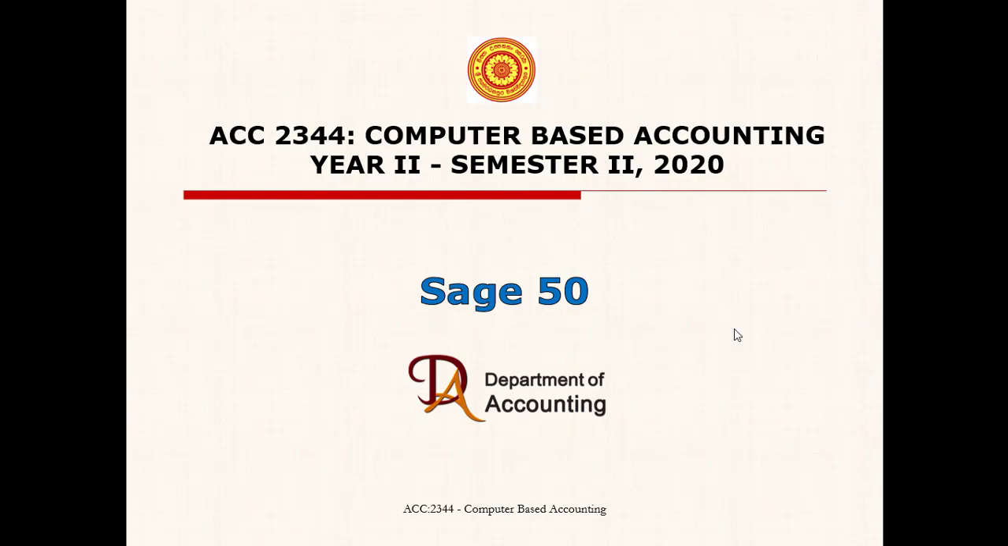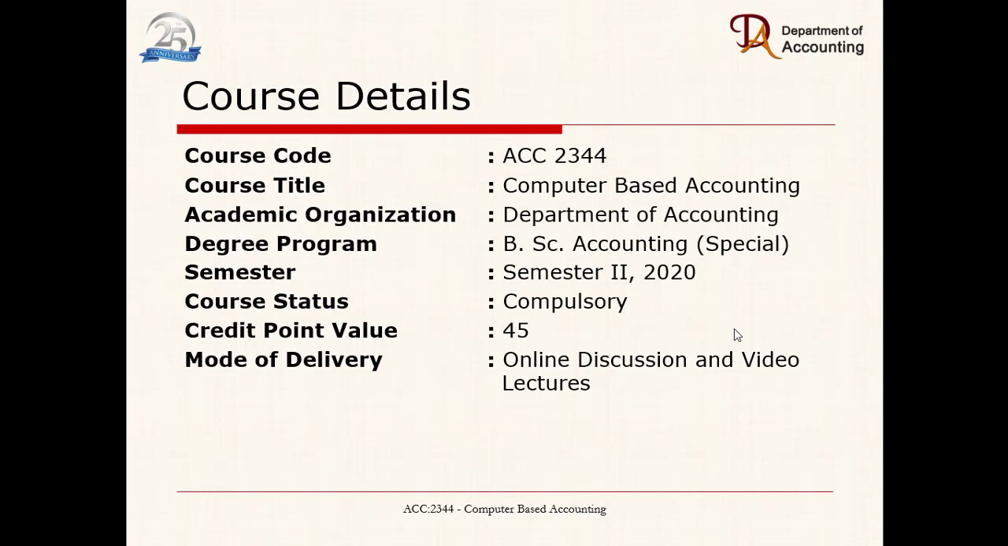First, let's have a look at the course details. As you all are aware, this subject is offered in the second year, second semester, and it's a compulsory subject. Most importantly, this is a 3-credit course. When it comes to a 3-credit course, there must be at least 45 hours of teaching and learning. As far as this course is concerned, we have 150 hours of teaching and learning. So how does it come?